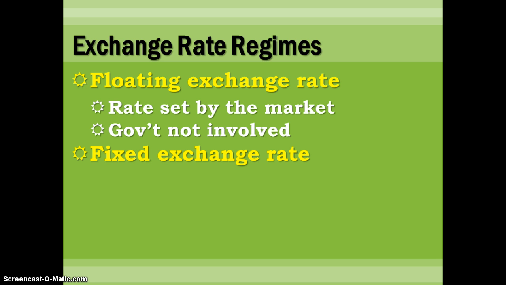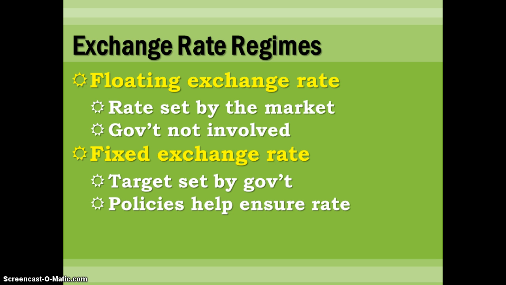The other option is what's called a fixed exchange rate, or you peg your exchange rate. In that case, there's a target set by the government. So the government determines that the exchange rate should be $2 for every euro, or whatever the target is that they decide. And then they will intervene in the market to make sure that that target price is always met. And so there are a variety of policies that governments can pursue to make sure they get the exchange rate that they think is most desirable.